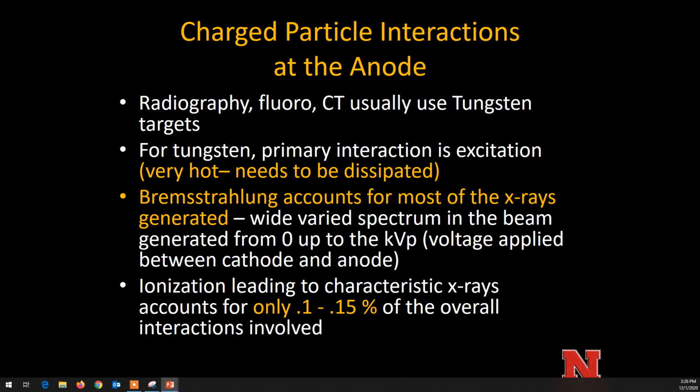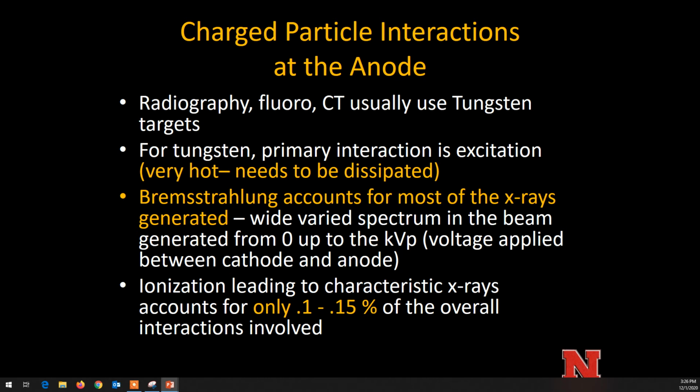So for radiography, fluoroscopy, and CT, usually the anode target is tungsten. For tungsten, the primary interaction is actually excitation, which makes it very, very hot, and that heat needs to be dissipated. Bremsstrahlung interactions account for most of the X-rays that are generated, and those are of a widely varied spectrum.